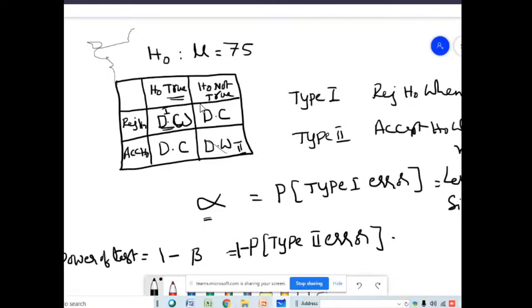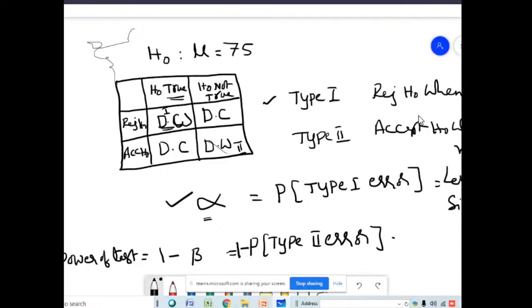So the complementary probability of the type 2 error is called the power of the test. And the probability of type 1 error is called the level of significance. So type 1 error is rejecting H naught when H naught is true. So in most of the situations that you are going to use, this is a basic foundation for the hypothesis.